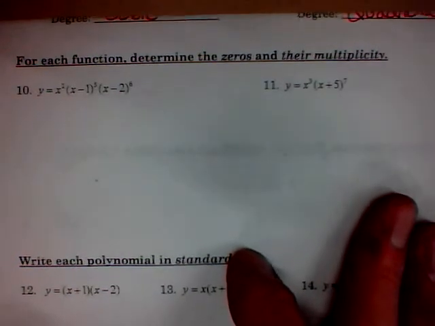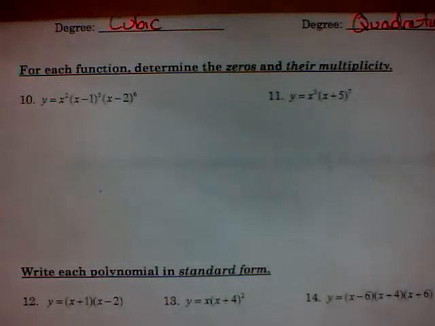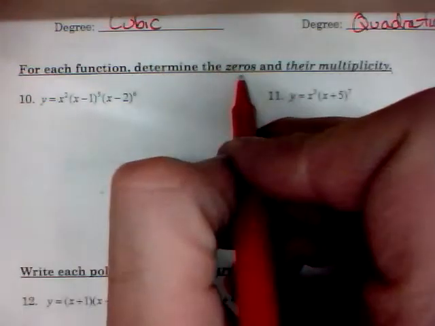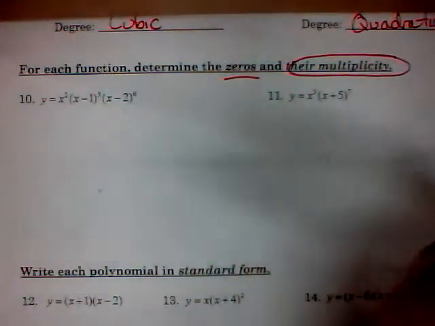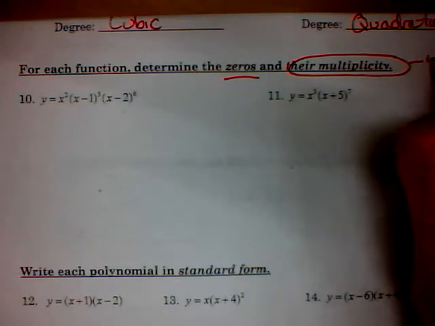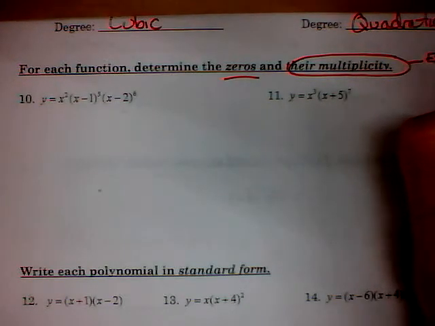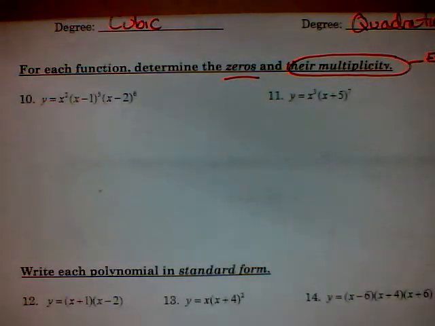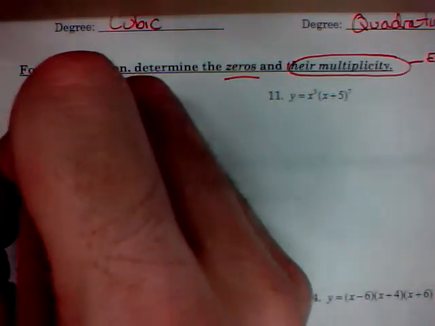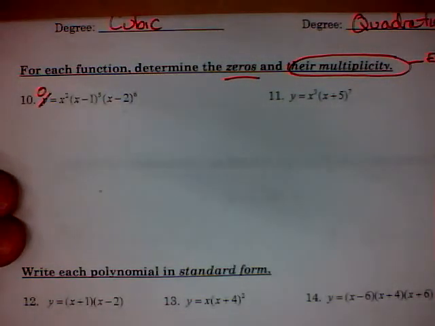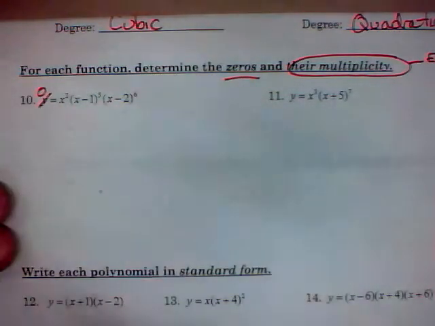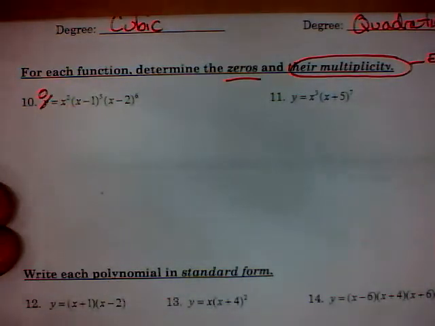So on 10 and 11, here we're just trying to find the zeros and list their multiplicity. And their multiplicity is based off of the exponent. Okay? It's how many times that factor occurs. So a 0, again, is using the zero product property, so that y gets replaced with a 0, and we're looking for what values of x would get you 0 on this side of the equation.